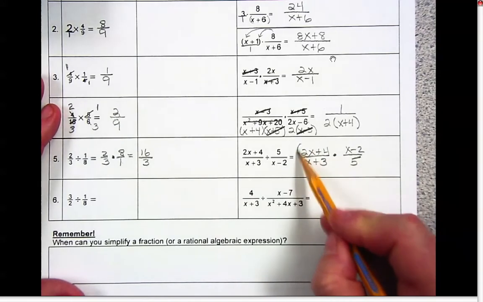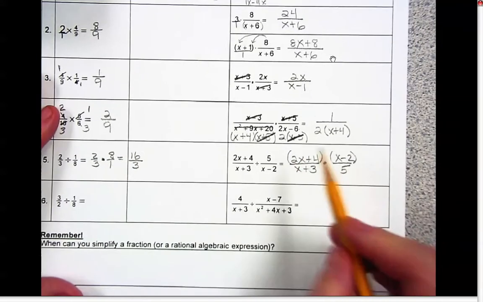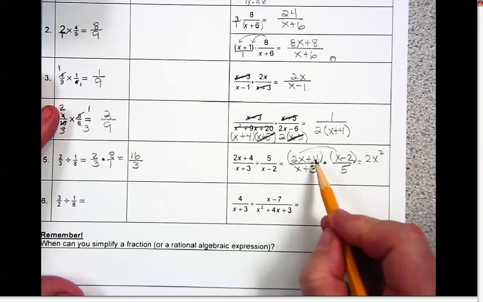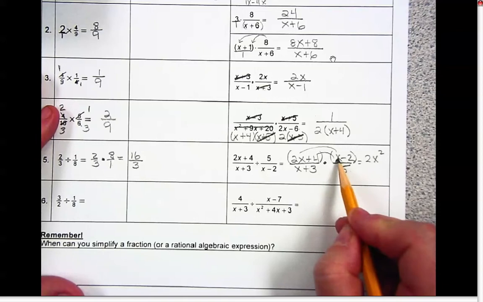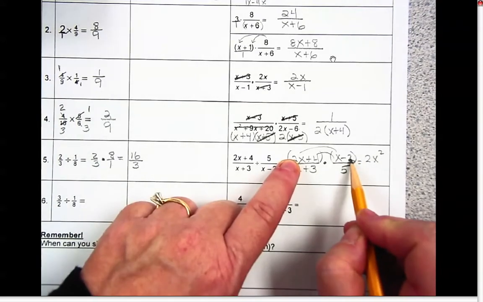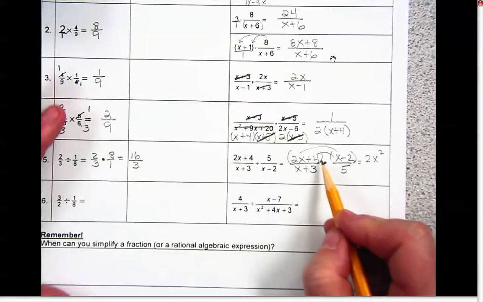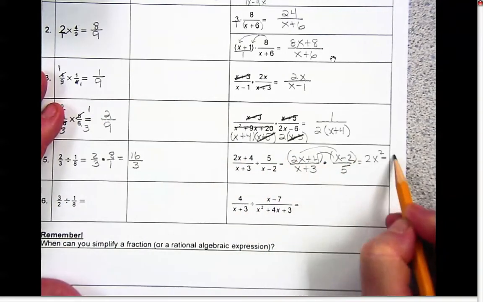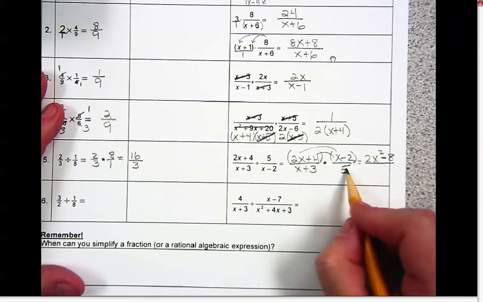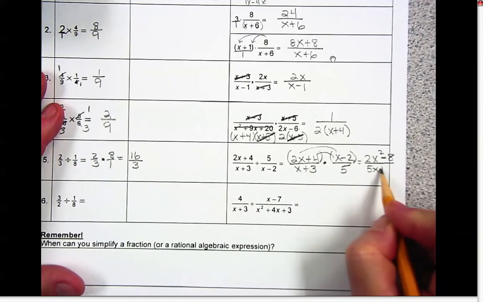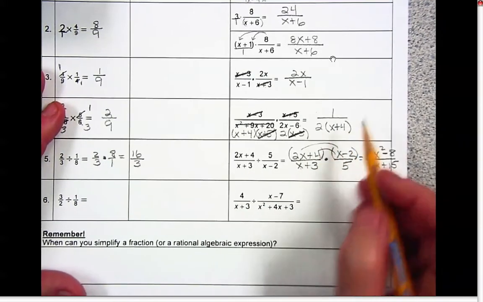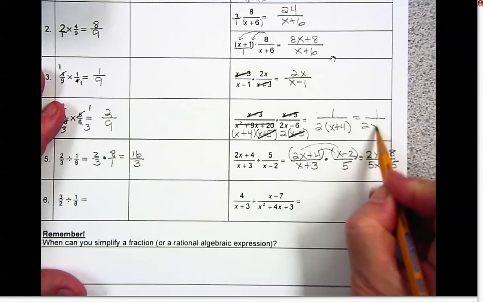So we have to FOIL this one. So 2x times x is 2x squared. 4 times x is 4x. And negative 2 times 2x is negative 4x. So those cancel out. And we get 4 times negative 2, which is negative 8, over, and then we can multiply these together, 5x plus 15. We could have multiplied this out too and gotten 1 over 2x plus 8.